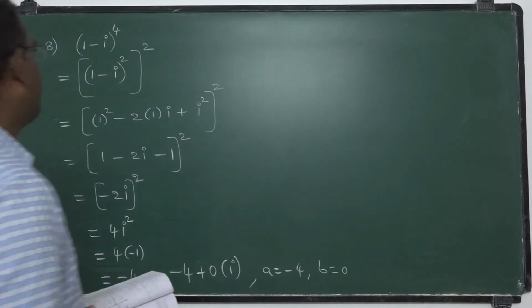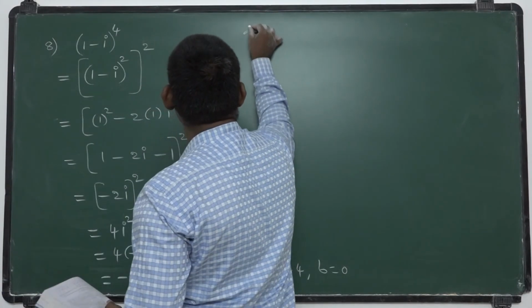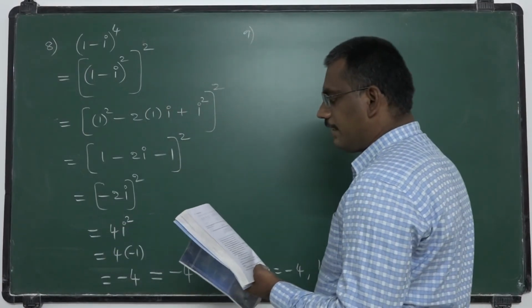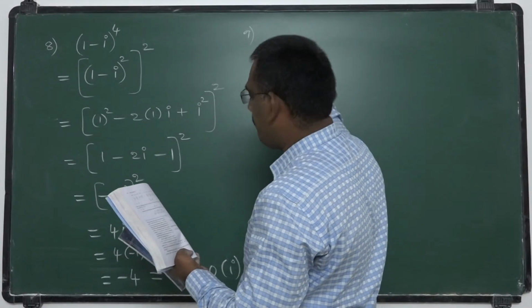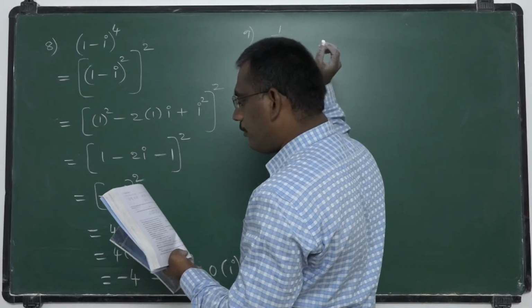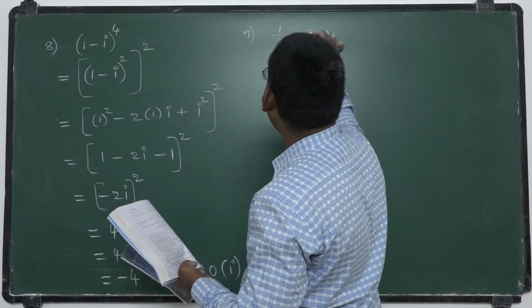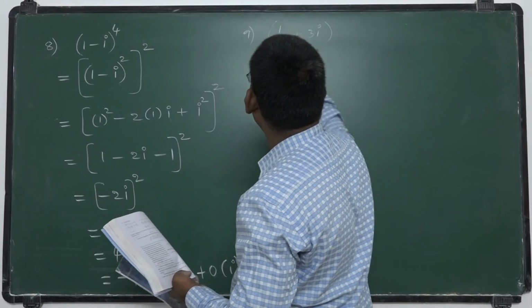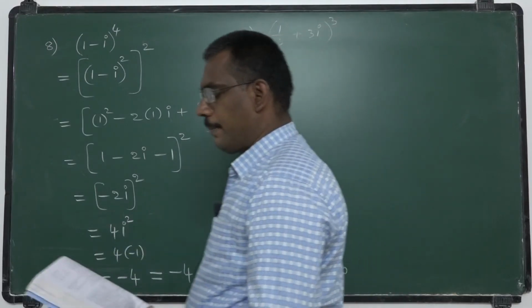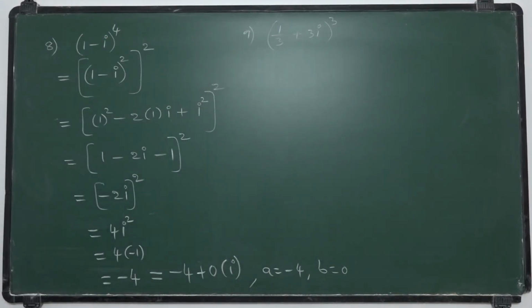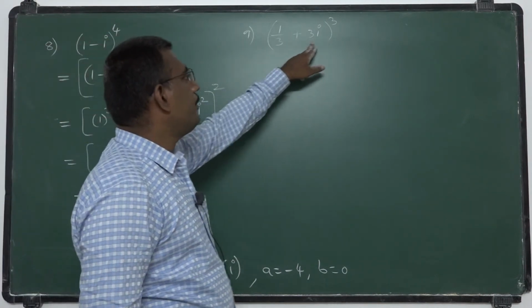So next, problem number 9. Express the given number in the form of A plus iB: (1/3 + 3i) whole cube. So the given expression is in the form of (A + B) whole cube.